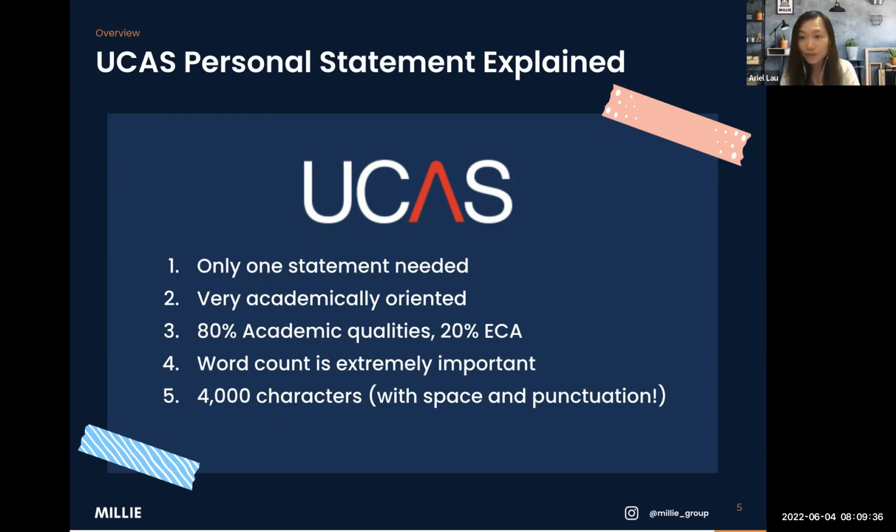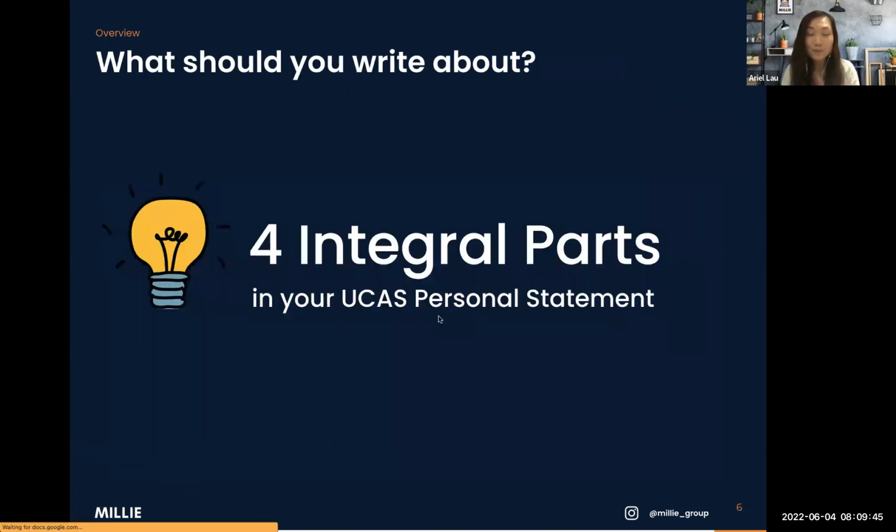It's not over 1,000 words, but there is definitely a lot of different information you should be including in your UCAS personal statement. And we're going to get onto it now.